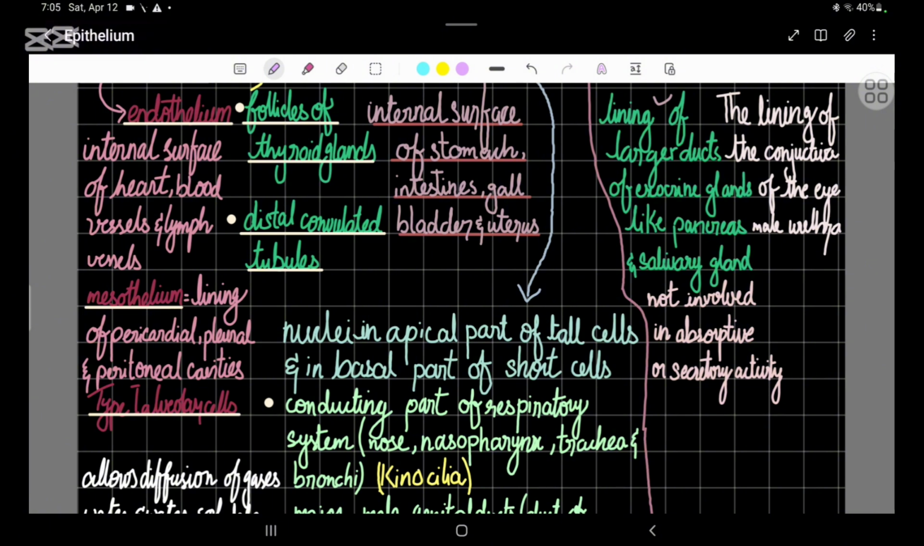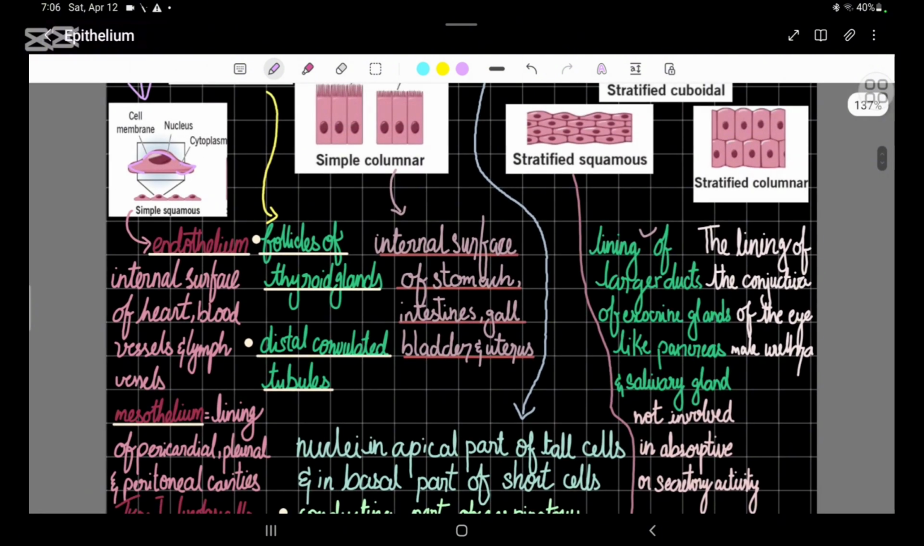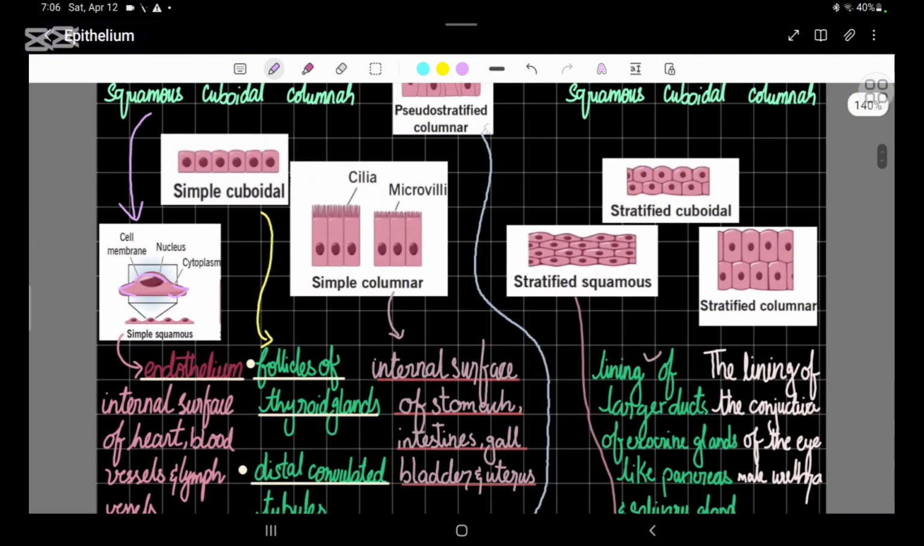Alveoli, first example, type 1 alveolar cells, not type 2, because we'll get to know in further lectures of the RESPO module that the type 2 alveolar cells are actually cuboidal, not squamous. Remember, type 1 alveolar cells. Then mesothelium. What is mesothelium? Mesothelium is the lining of the pericardial, pleural, and peritoneal cavities. And then coming to the endothelium, that is the internal surface of the heart, blood vessels, and lymph vessels. We know that it is for the diffusion of gases, the absorption of nutrients, and for other reasons. Okay. Now coming back to the simple cuboidal cells.